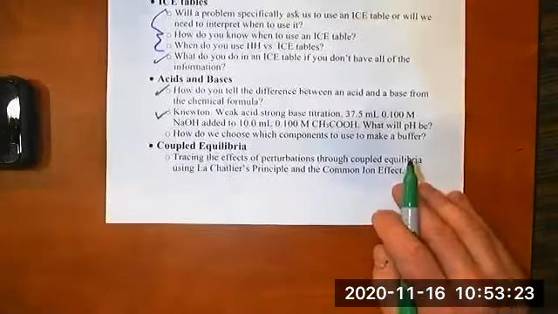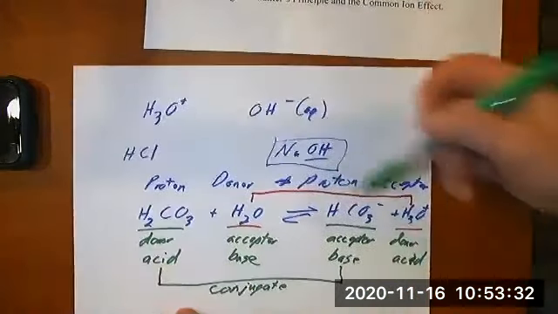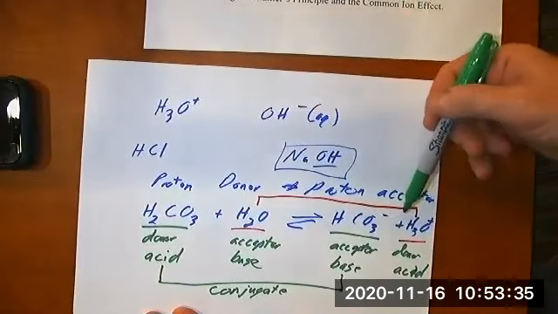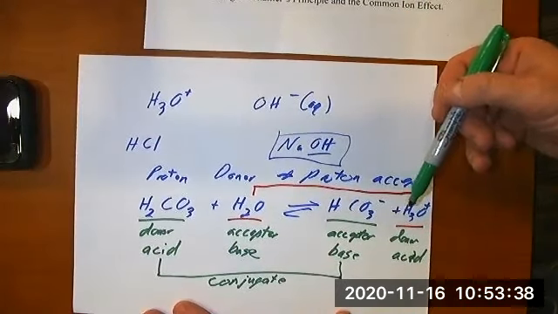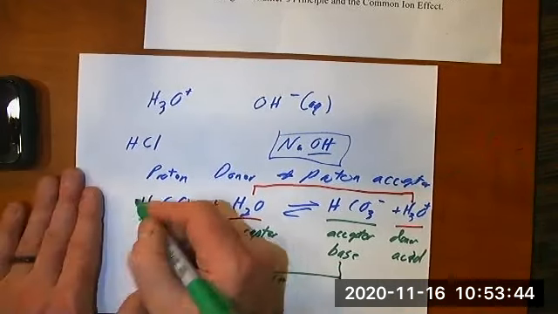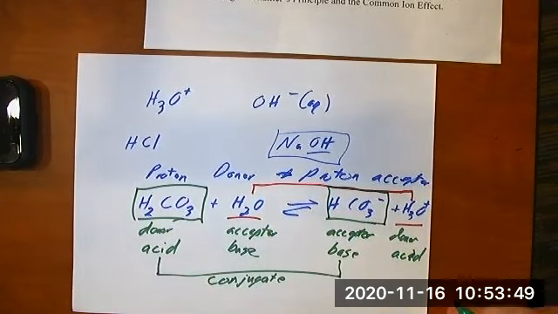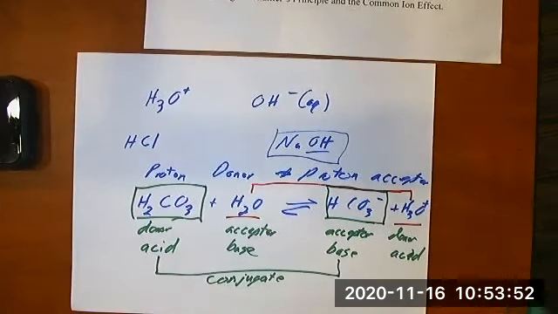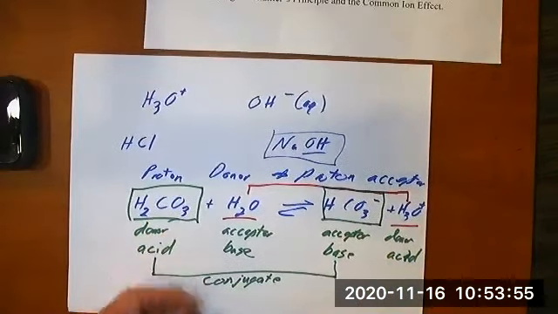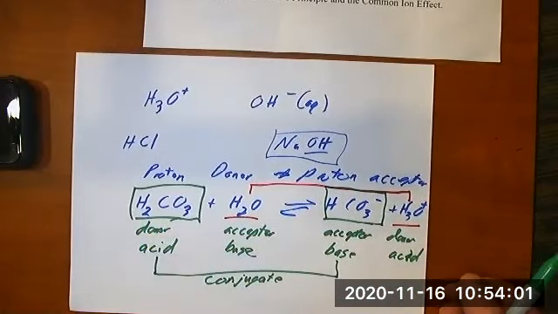Let's see. How do we choose which components to make a buffer? Okay, so remember that the buffering action comes from an equilibrium, an acid-base equilibrium of this type. And so in order for us to have an equilibrium, what we need are a weak acid and its conjugate base, or a weak base and its conjugate acid. We need to have both sides so that whether we are adding acid or whether we are adding base, the equilibrium can shift to compensate.